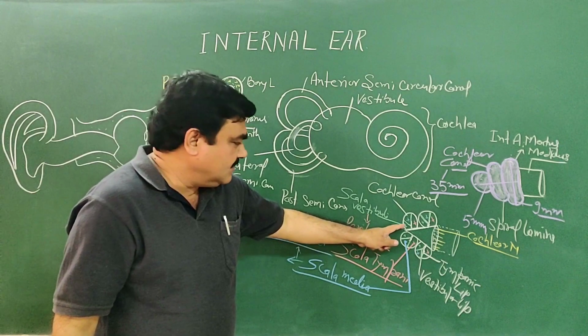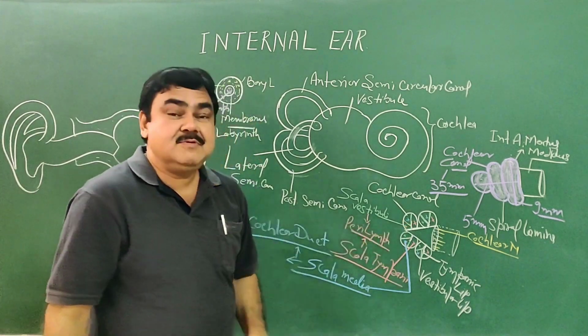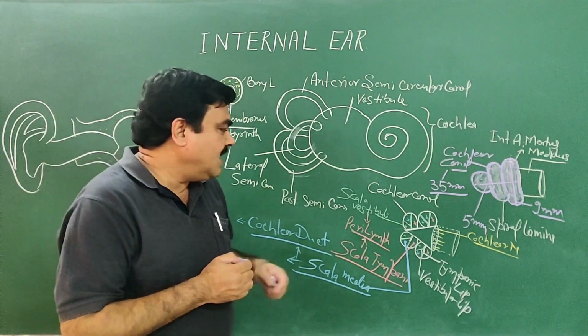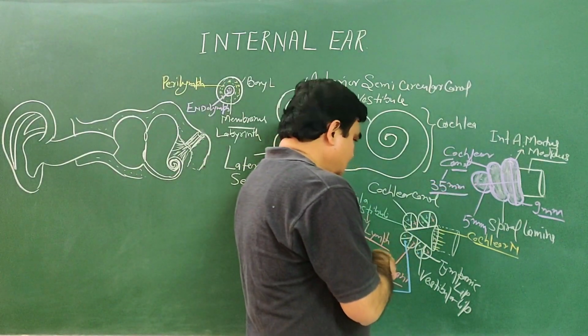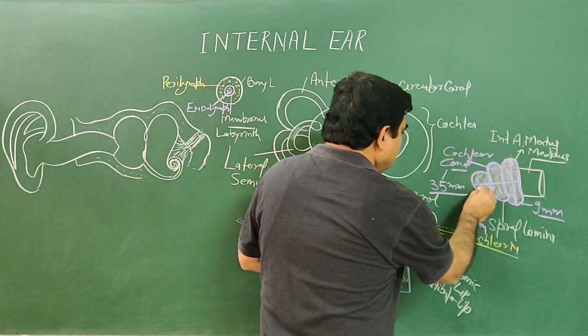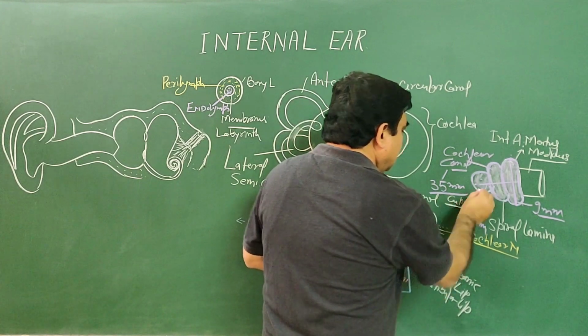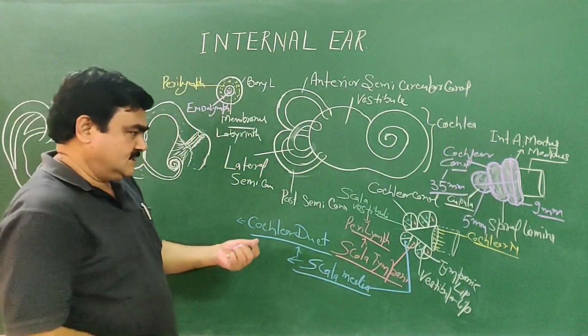And here, scala tympani and scala vestibuli join with each other and become continuous with each other at the apex. This apex is known as the cupula.